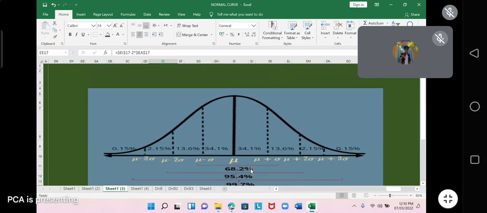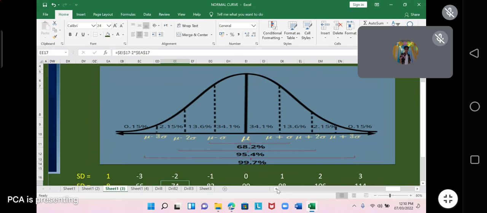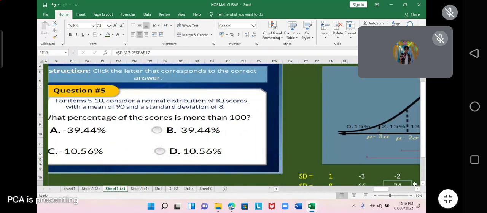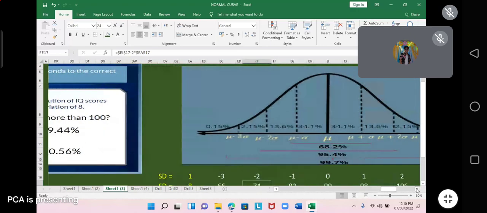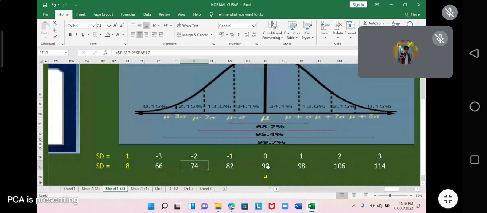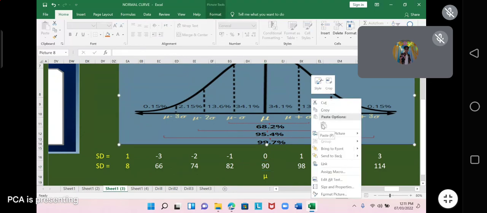And then what was asked there? More than 100. So 90 is of course the reference. Where is 100? Away from the mean, it's here. 98, 100, close to 98. It's here. Okay, let's have this one.